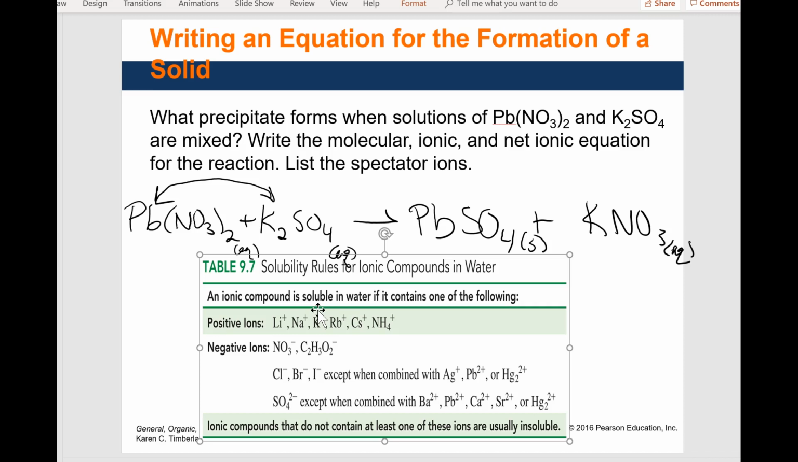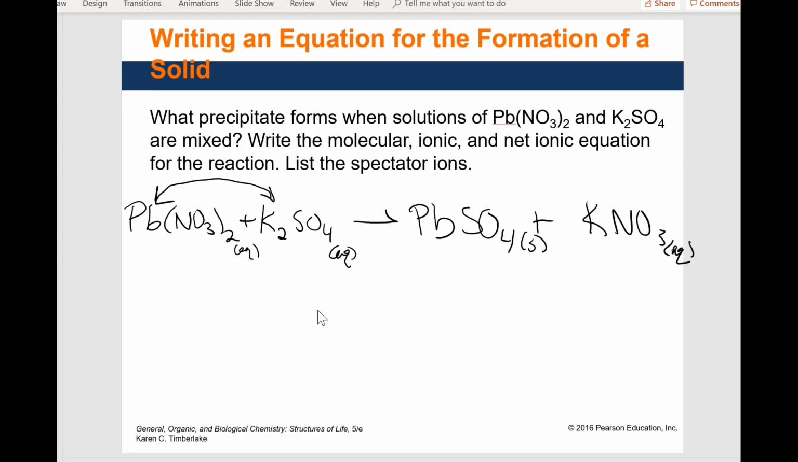We're getting there. Okay. So this is our molecular equation.